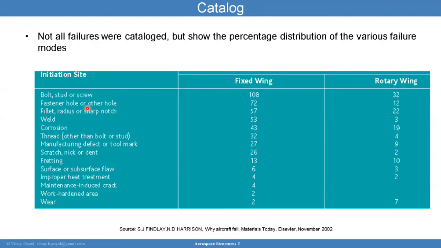And you can see the comparison of failures that have occurred in fixed wing and rotary wing. This is outdated by 18 years, but it just gives you a feel for the failure modes and failure initiation points that you could have. And typically stress concentration is an area that is common for failures to occur.